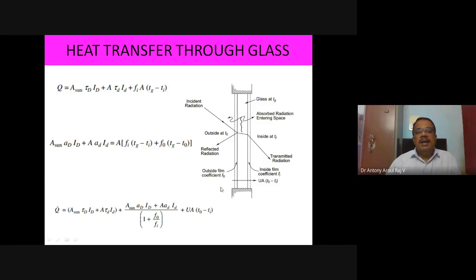And the portion which is entering into the room, I am putting by this fraction, 1 plus HO by HI. HO is the outside heat transfer coefficient, and HI is the inside heat transfer coefficient. So that is what I tell as the total heat entering into the building.